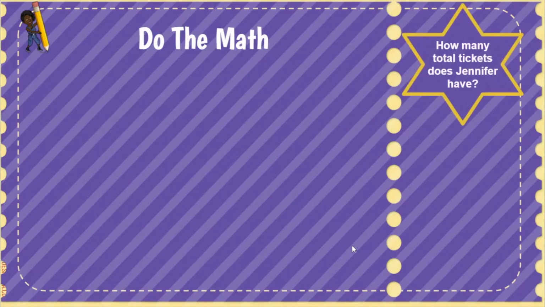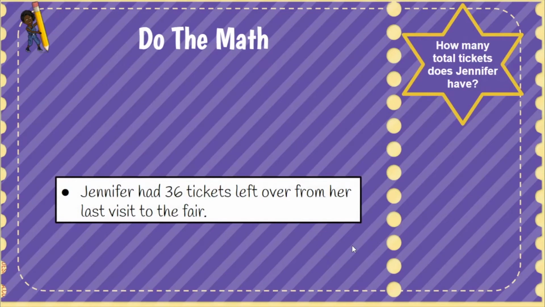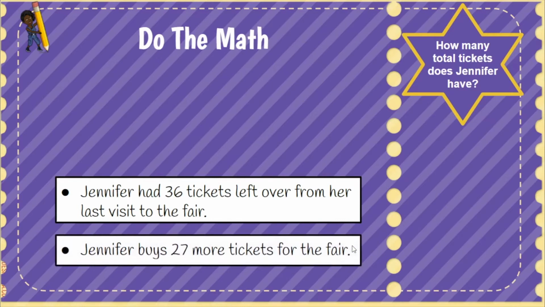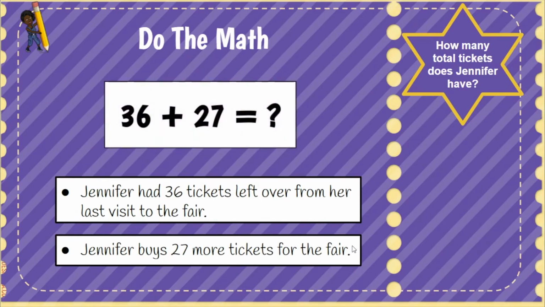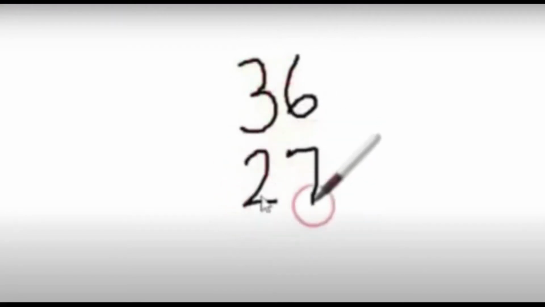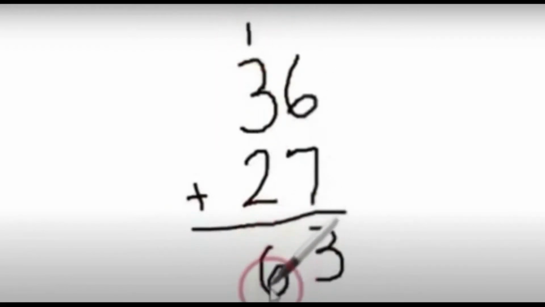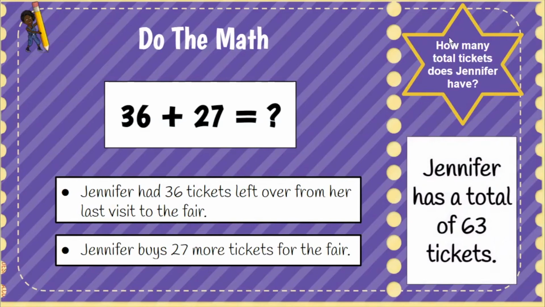Let's figure out how many total tickets Jennifer has. We know that Jennifer had 36 tickets left over from her last visit to the fair, and that Jennifer buys 27 more tickets for the fair. That gives us an equation of 36 plus 27 equals an unknown number. When I do the math and add all of the tickets together, I get a total of 63 tickets. Jennifer has a total of 63 tickets.